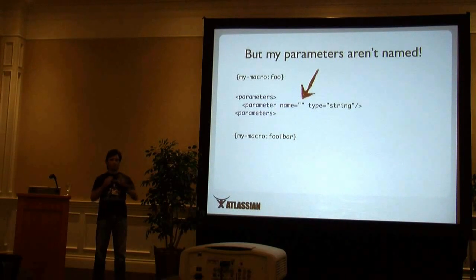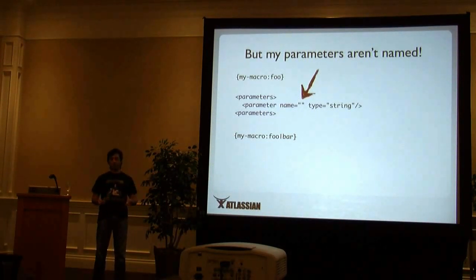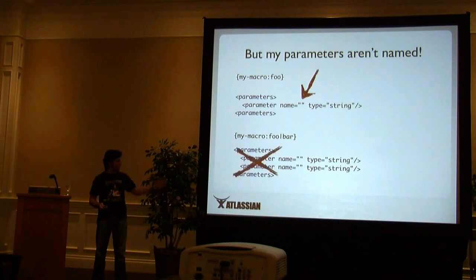However, if you have an ordered array rather than an actual map of parameters, you're in trouble, and you probably have been in trouble since 2009 when we first had the macro browser, because that's not really supported. You'd end up with multiple things with the same blank name, and that's not going to work.